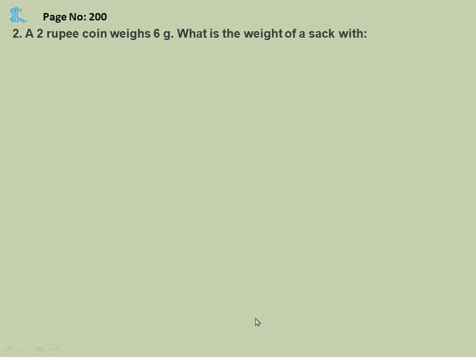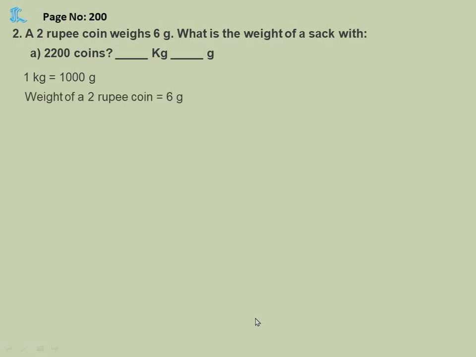A 2 rupee coin weighs 6 grams. What is the weight of a sack with 2200 coins? Now first, 1 kg is 1000 grams, yes or no? Now the weight of a 2 rupee coin is given as how much? 6 grams. Like before, the 5 rupee coin was 9 grams. Similarly, a 2 rupee coin is given as 6 grams. 1 2 rupee coin is 6 grams. So 2200 coins means how many it is? 2200 into 6, that is 13,200.